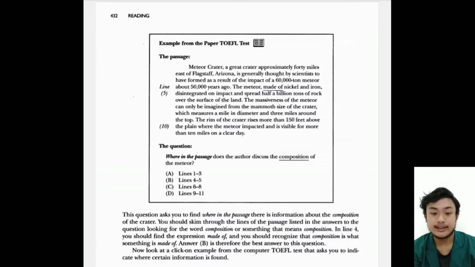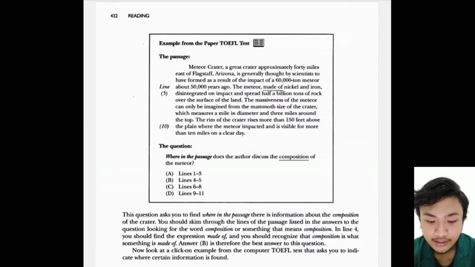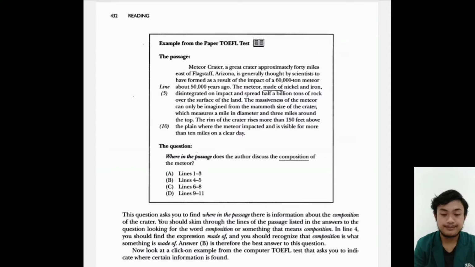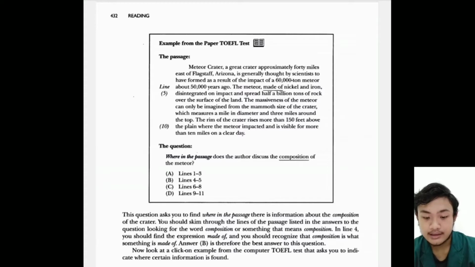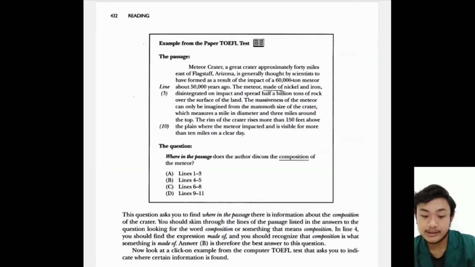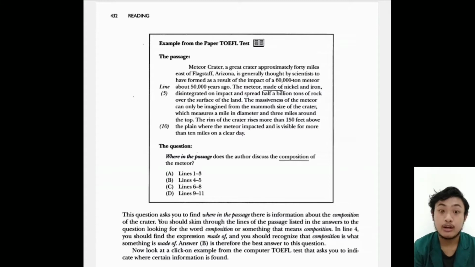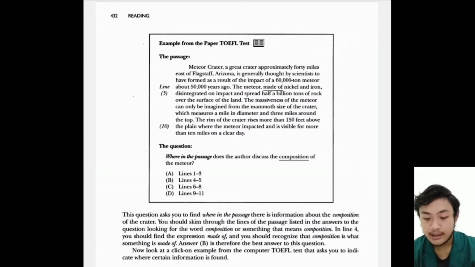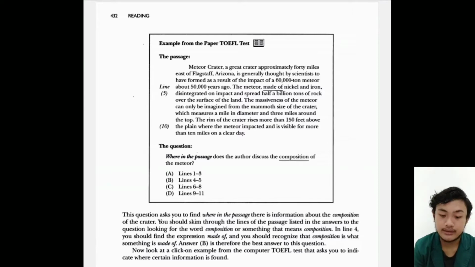Example from the paper TOEFL test. The passage: Meteor Crater, a great crater approximately 40 miles, and so on. The question: where in the passage does the author discuss the composition of the meteor? The explanation: this question asks you to find where in the passage there is information about the composition of the crater. You should skim through the lines of the passage listed in the answers to the question, looking for the word composition or something that means composition.